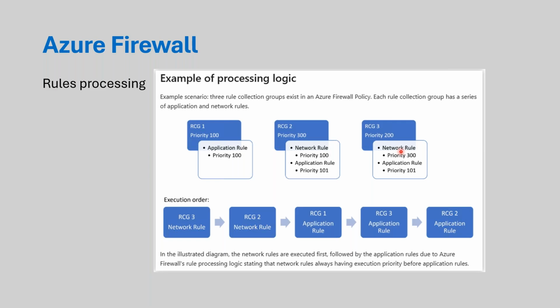The rule processing and the policies that you apply are free to put against a firewall, unless you are applying these to multiple firewalls. So if you're using Firewall Manager to create a policy, the policies are free until you apply it to the second firewall.